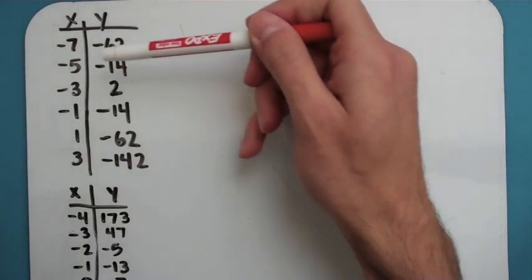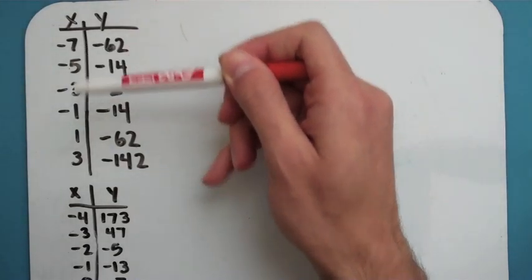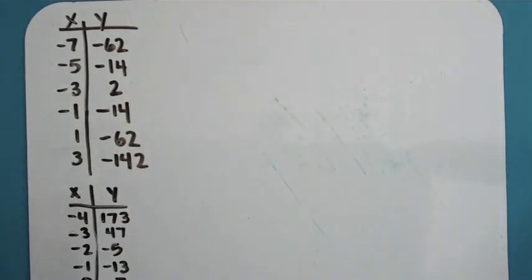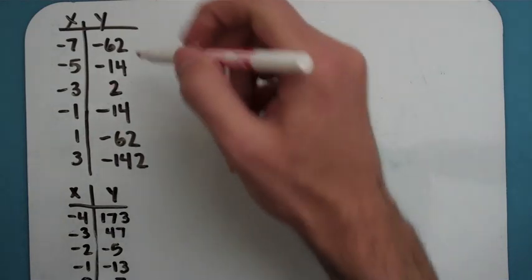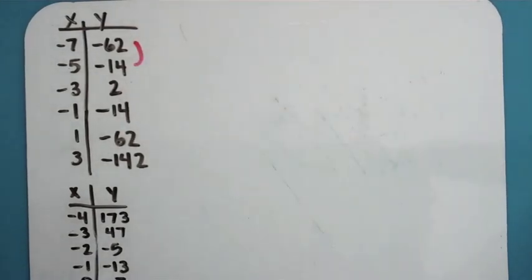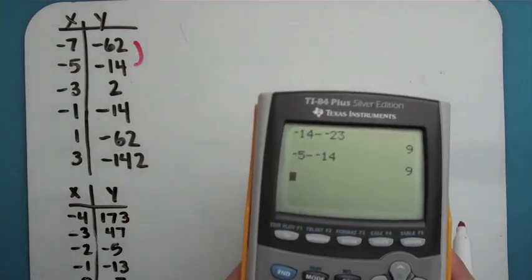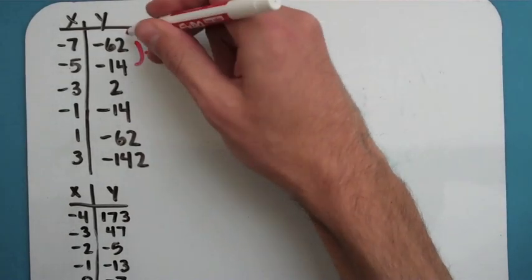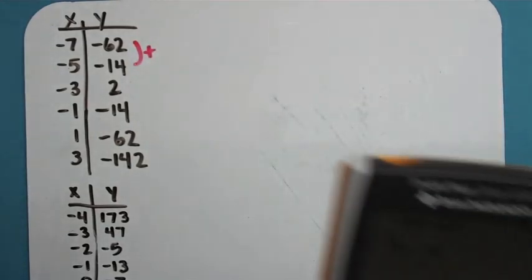First thing we do is we look at our x's to make sure they go up by the same amount. Up by 2, up by 2, up by 2, 2, 2. We're good, so we can do the problem. Now, we're going to do that same thing here, but some of these numbers are a little bigger. It may be tougher for you to just look at that and see what you're doing. Clearly, we're going up to go from negative 62 to negative 14, but we don't know exactly how much.